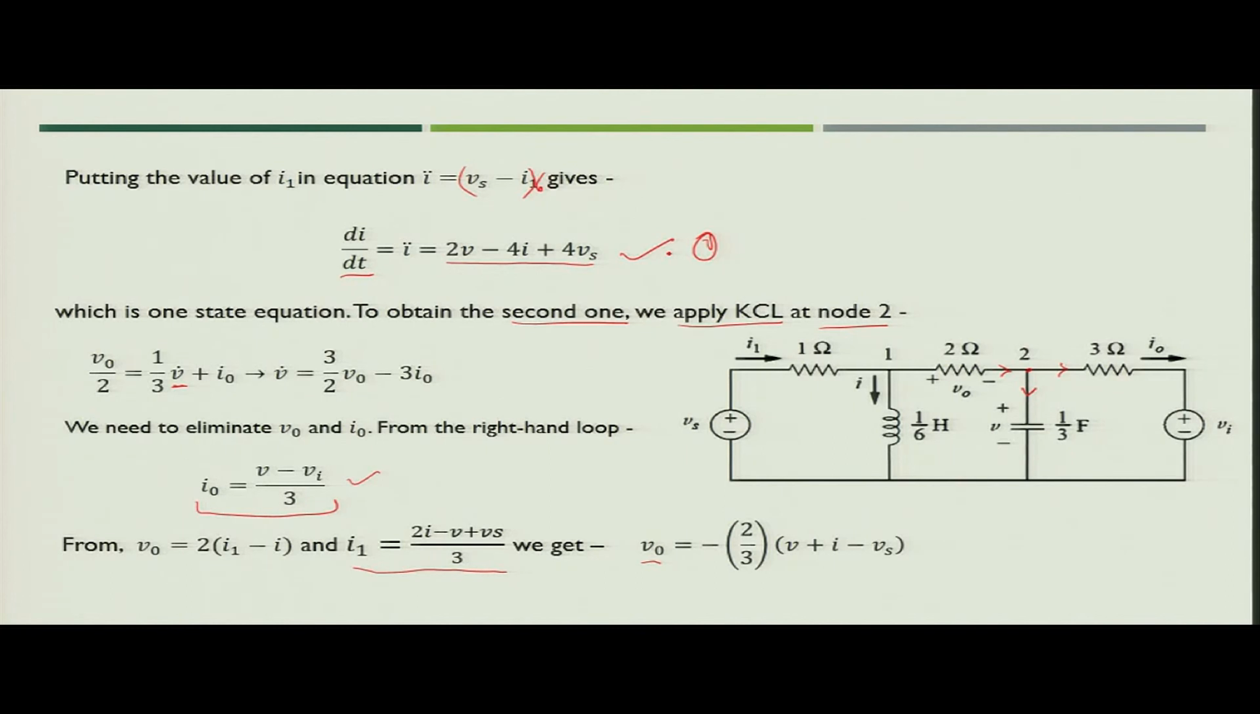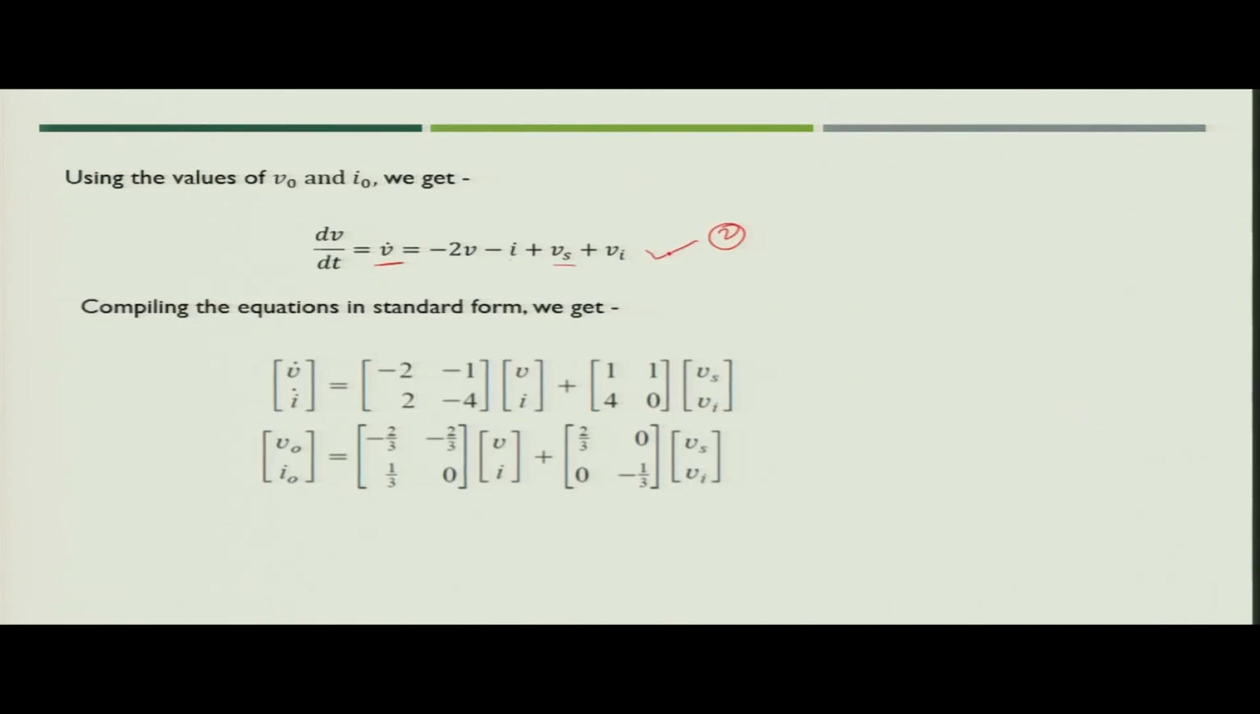Now if you compile it in the form of a matrix, the state equation can be written as V dot, I dot, the state vector derivative, equal to minus 2, minus 1, 2 and minus 4, which are the elements of the matrix A, times V I, the state vector, plus 1 1 4 0, which will be the value of B, times the input vector V s and V I, because here we have two inputs. That is why you get 4 elements in the B matrix.